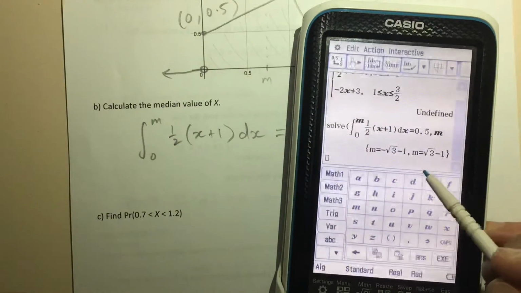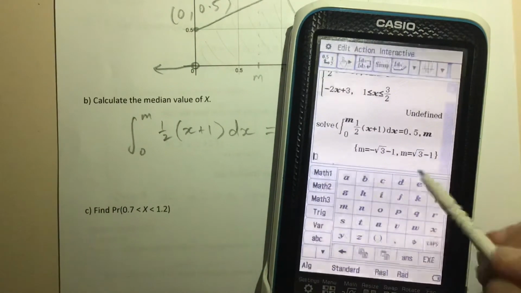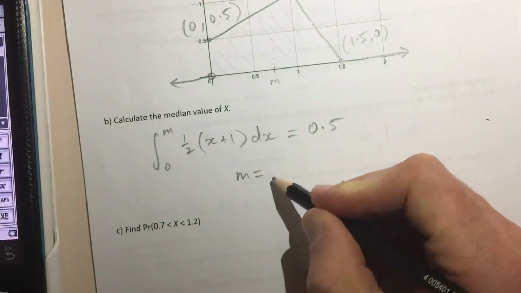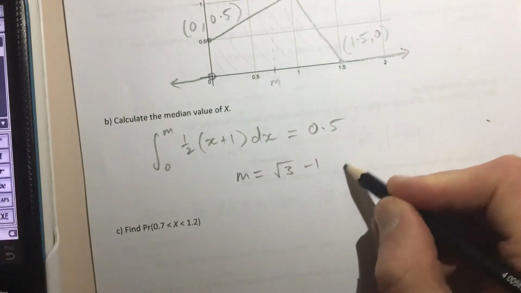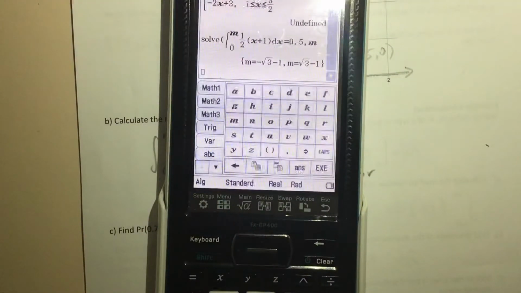Oh, actually, well, you know what? I would probably have written this to a certain number of decimal places, but I didn't. So if we give it as an exact value, m equals √3 minus 1. But probably if I'd had my time again, I'd have written correct to 2 decimal places or correct to 3 decimal places or something like that.